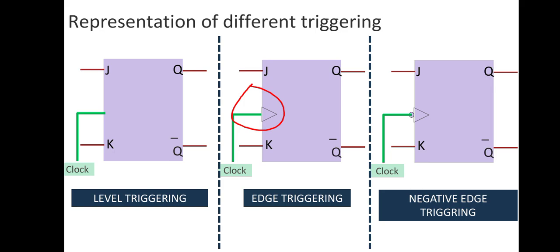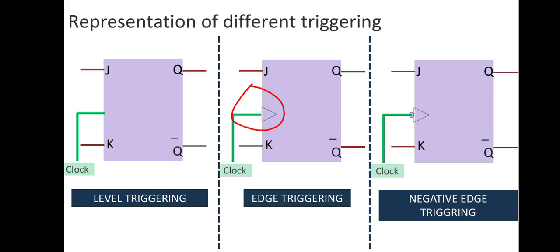So if I ask you in which of these three flip-flops you will get a race around condition, your answer should be the first one. Because in this we are using level triggering, and in the second and third we have got edge triggering, so there won't be any race around condition.